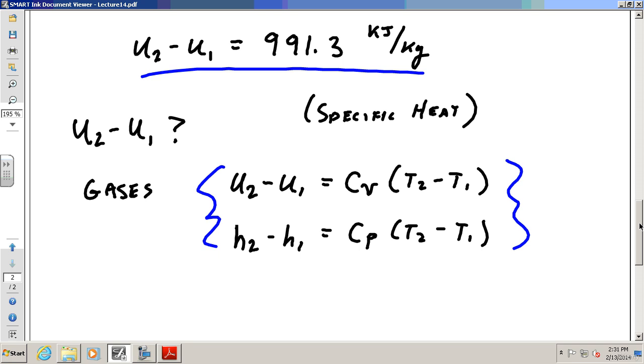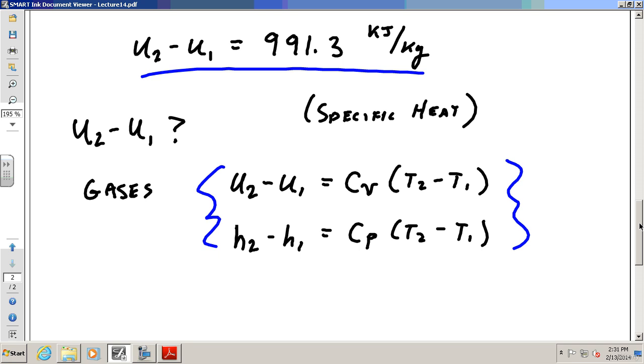There's not one ideal gas, so there's not one specific heat for gases. There are always two: C sub V and C sub P. C sub V can be used to get the change in internal energy, and C sub P can be used to get the change in enthalpy.